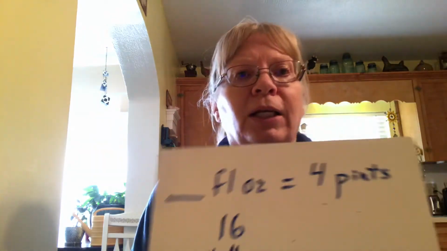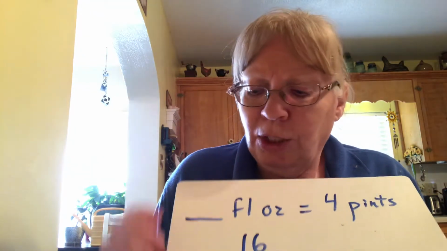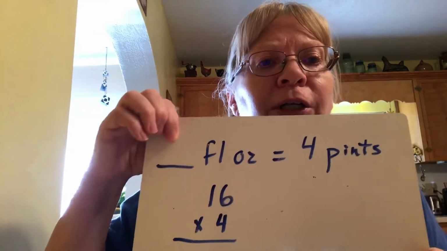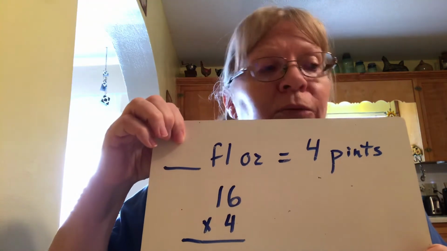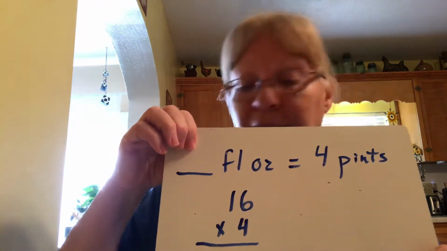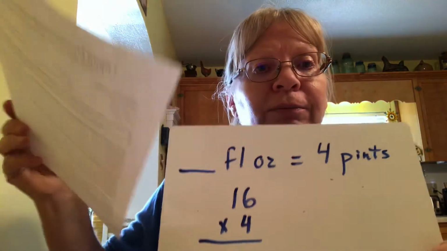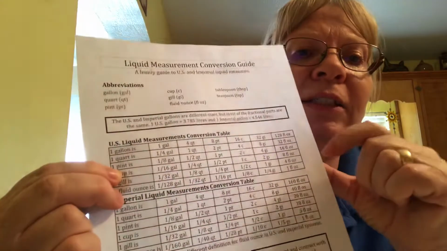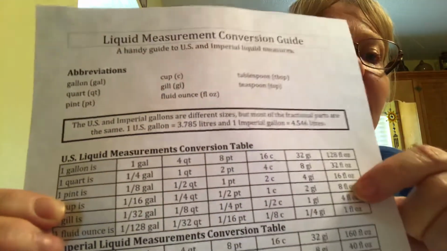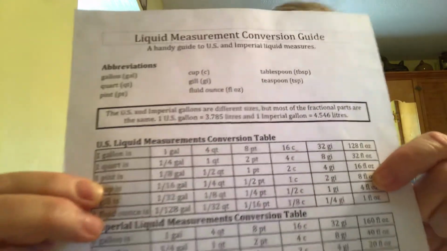So here is the first problem I wanted to do with you. They want to know how many fluid ounces are in 4 pints. Well, we know from our chart, if we go to ounces, and then go to pints, and go across to see how many ounces are in a pint, you would have to go all the way to the end. And so we see there's 16 ounces in a pint.